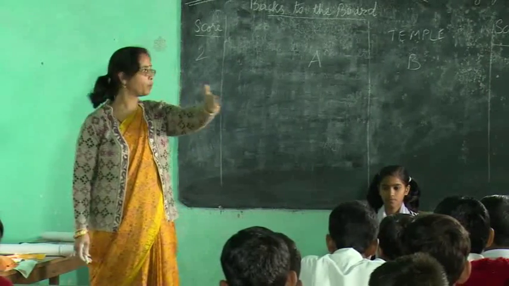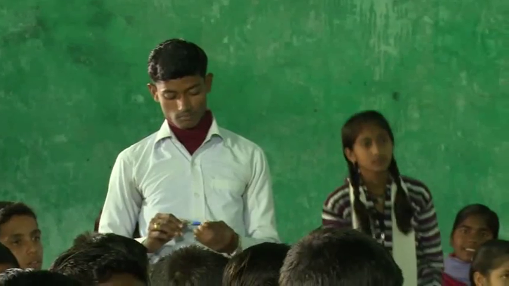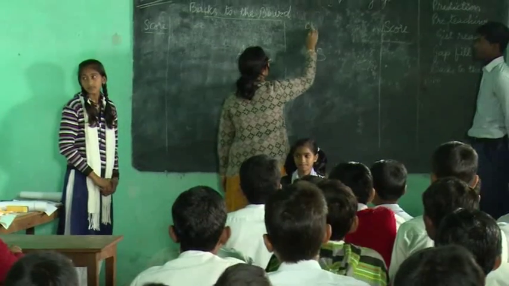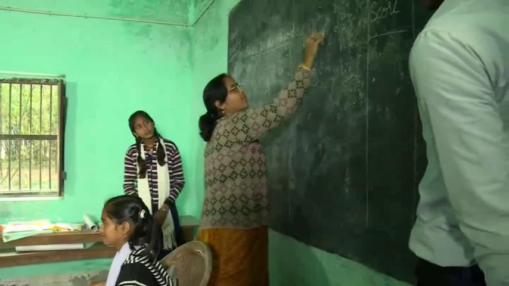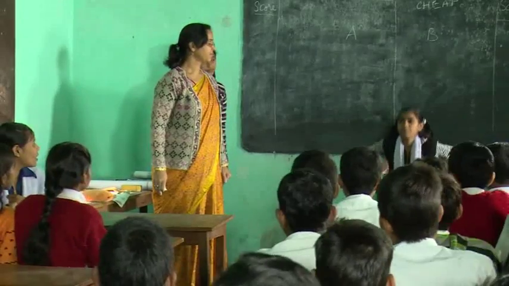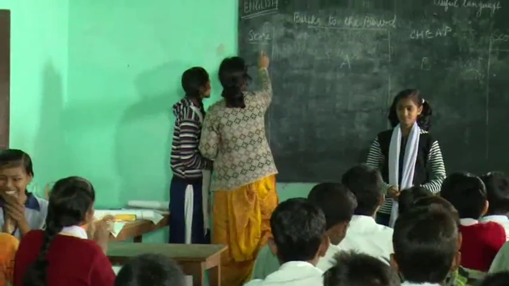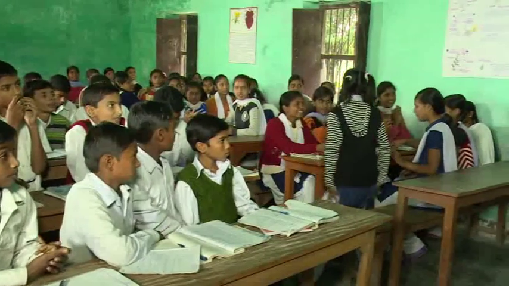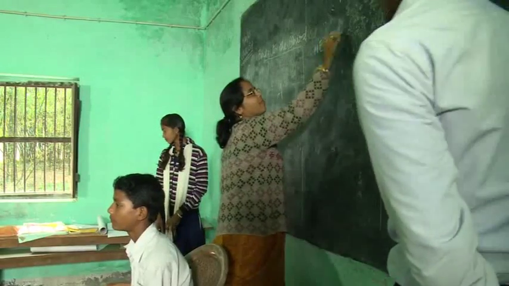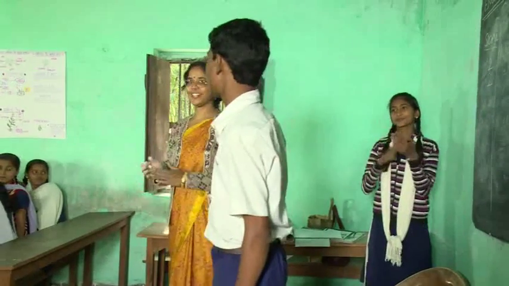Okay. One from the boys group to maintain the boys score, and one from the girls group to maintain the girls score. Please come. Yes. Please go back, Dulari. Someone from the boys. Son of brother or sister. Nephew.